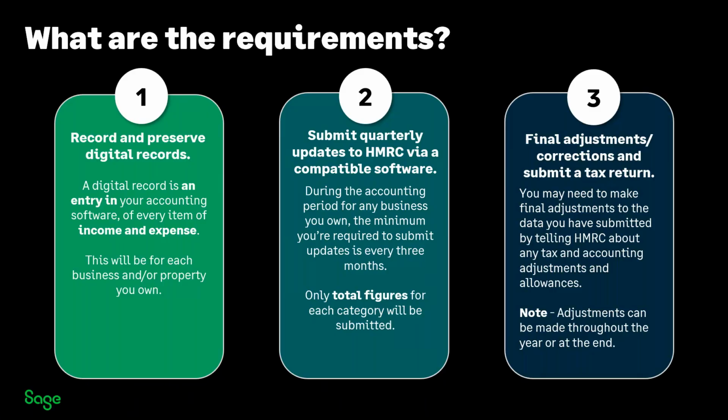Lastly, you've got your final adjustments and corrections and submitting a tax return. So although you can make adjustments throughout the year, you may need to check if any final adjustments or you may need to claim any relief. And this can be done at this point. Once all the checks have been done, you then submit your final tax return confirming everything that has been submitted to the best of your knowledge.